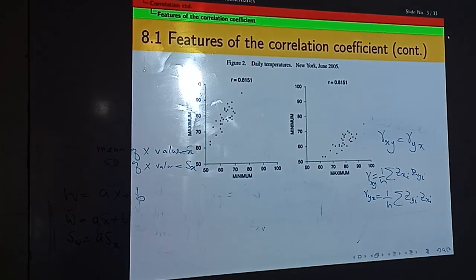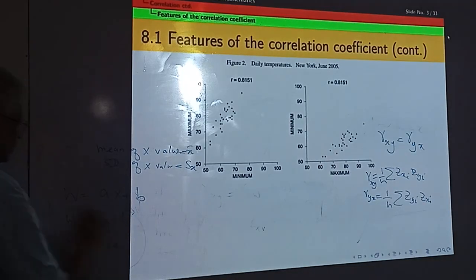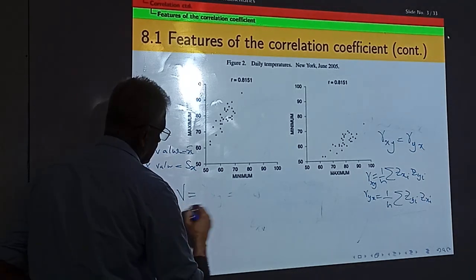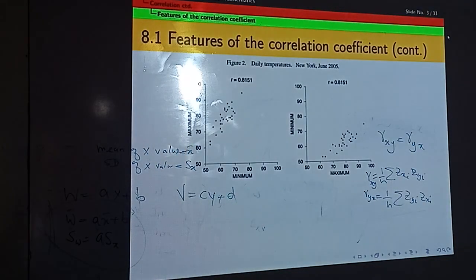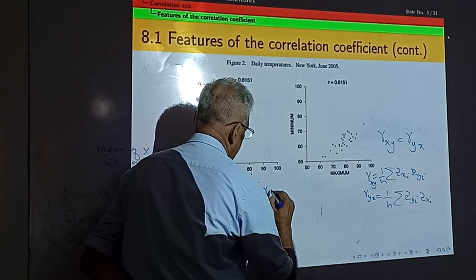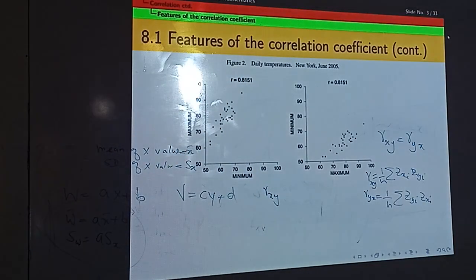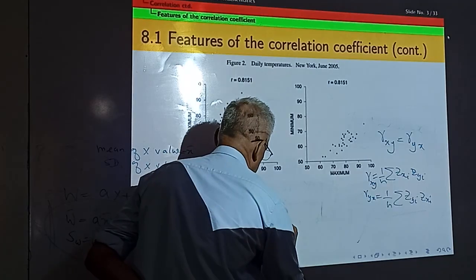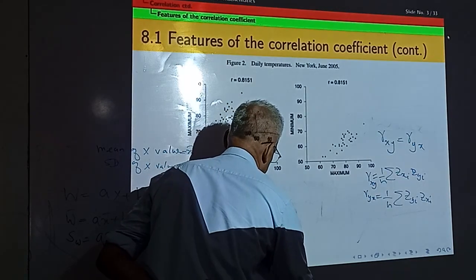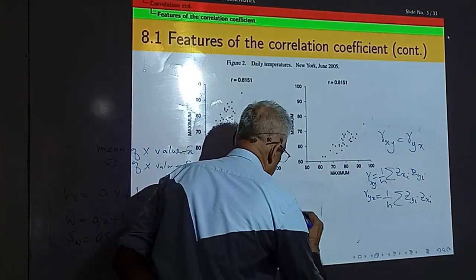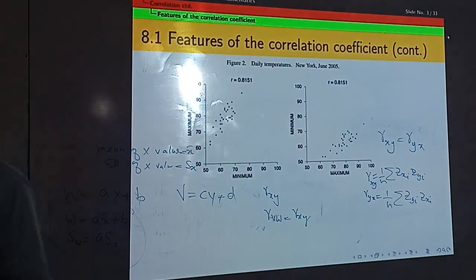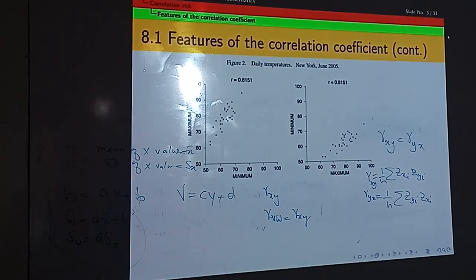So that's why. These results will be useful when, say, w is equal to ax plus b and v is equal to some other, say, cy plus d. Suppose the correlation between x and y is r_xy. I am asking you to find out the correlation between w and v, or v and w, whatever. In that case, you will need these results, and you will be able to show that it is the same as r_xy. So that's what I am asking you to prove, using the definition. Please do that.